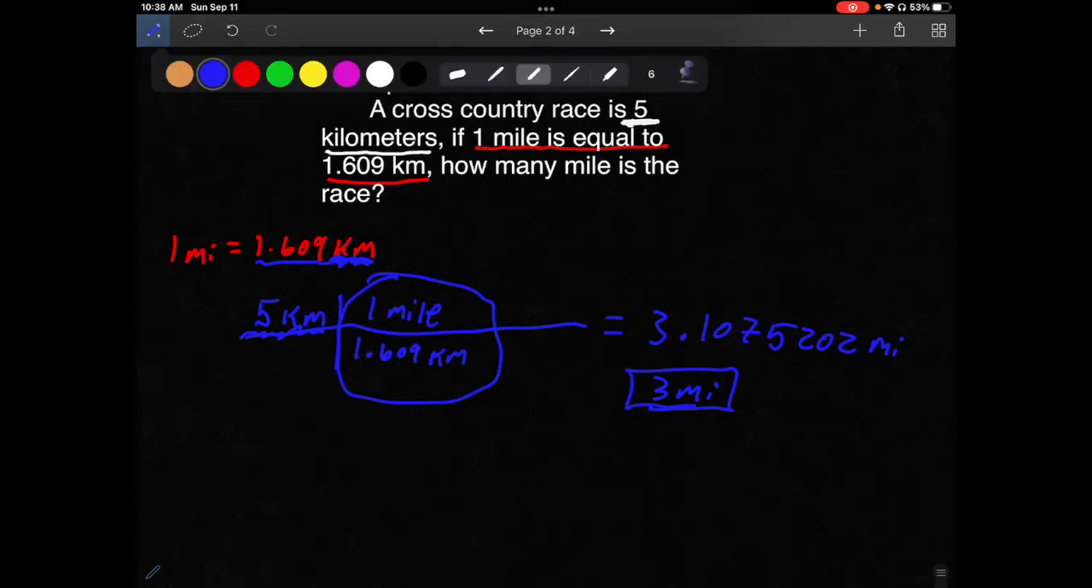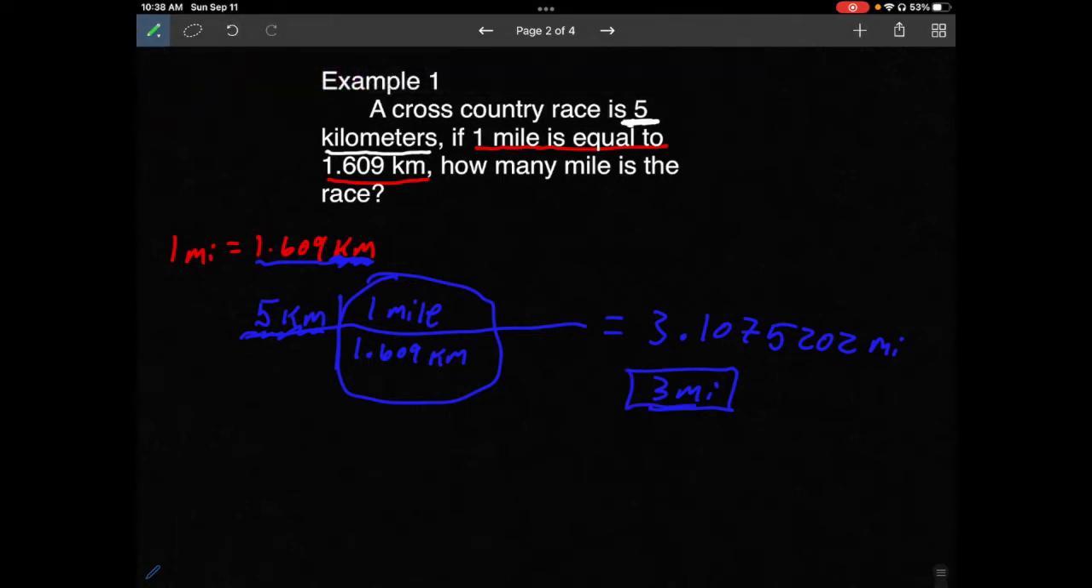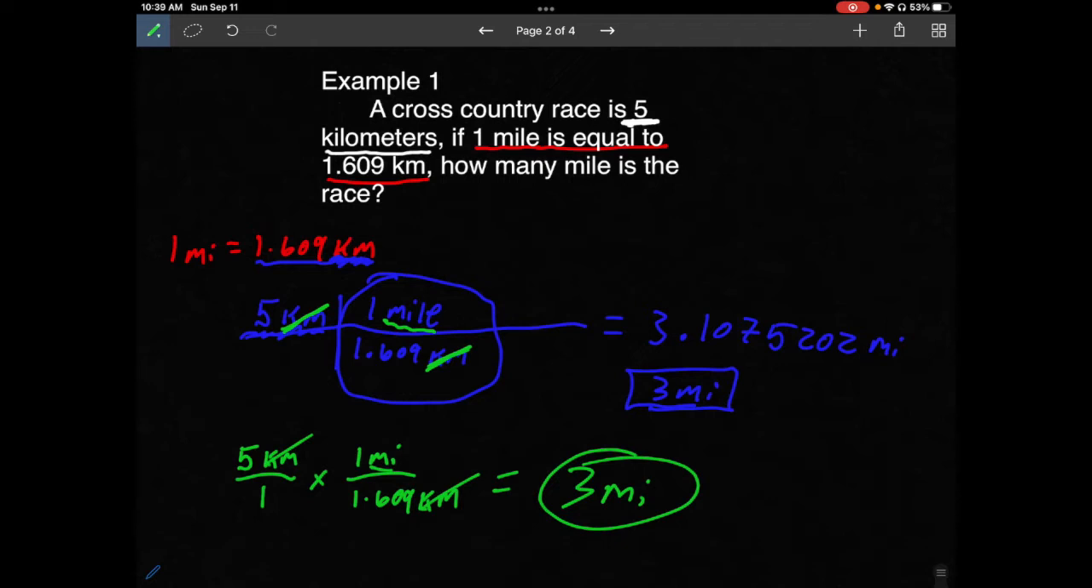An important step is making sure that your units cancel. And what I mean by that is I don't want kilometers anymore, so I need to at some point divide kilometers by kilometers, and I need to at some point multiply by miles in order to get the correct units in the end. Now, how this could also be shown is using multiplied fractions. So we could also write 5 kilometers over 1 times 1 mile over 1.609 kilometers. The units still cancel, still left with miles, and I still get 3 miles with significant digits as my answer.